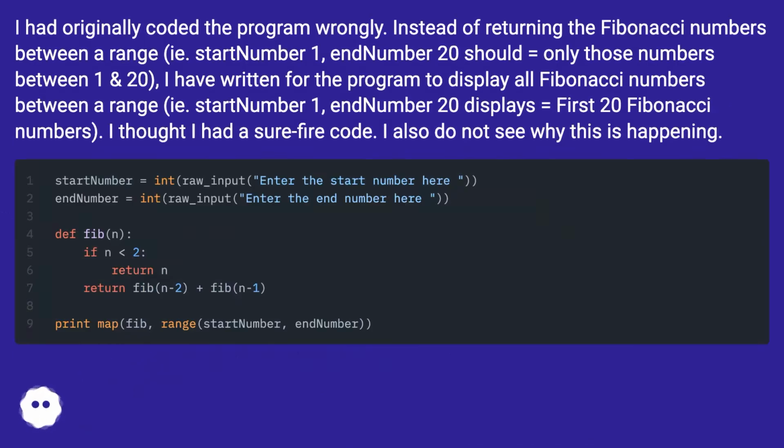Instead of returning the Fibonacci numbers between a range, i.e. start number 1 and end number 20 should equal only those numbers between 1 and 20, I have written the program to display all Fibonacci numbers up to a count, i.e. start number 1 and end number 20 displays the first 20 Fibonacci numbers. I thought I had a surefire code. I also do not see why this is happening.